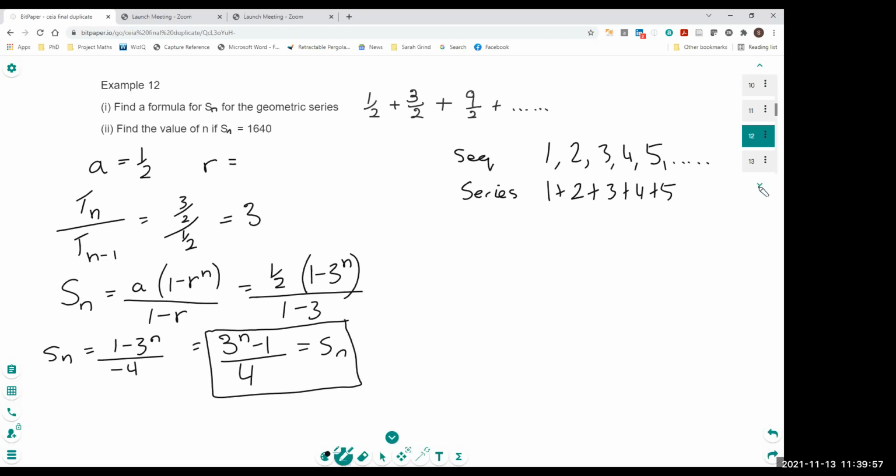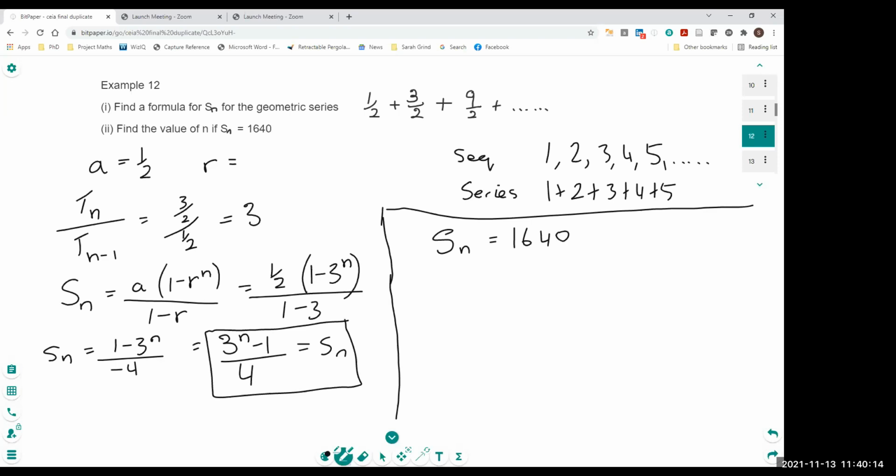Find the value of n if S of n is equal to 1640. So they're not asking you to find the sum, they're giving you the value that's the sum, and they're saying find what term comes to that sum. So they're giving you S of n is equal to 1640. So then you just say, okay, well, 3 to the power of n minus 1 over 4 is equal to 1640.